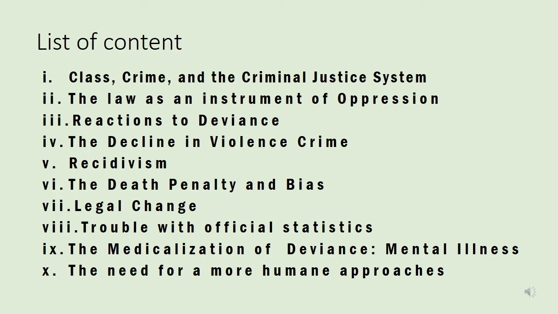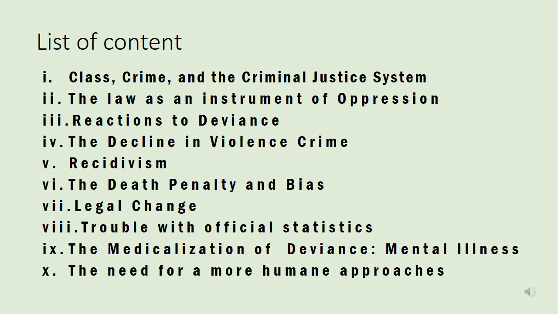Friends, teacher, please pay more attention here. It is very important to know about the content today. We have 10 points to be presented. Number 1, class, crime and the criminal justice system. 2, the law as an instrument of oppression. 3, reaction to Deviance. 4, the decline in violent crime. 5, recidivism. 6, the death penalty and bias.